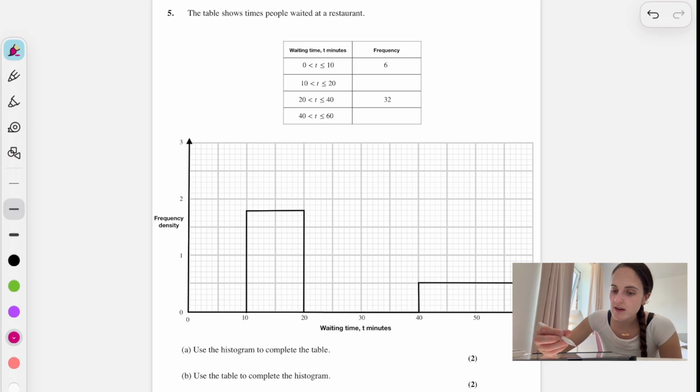This next question here, we have the table shows times people waited at a restaurant. So we have the times and we have the frequencies. We need to use the histogram to complete the table, and vice versa. We then need to use the table to complete the histogram. So we can see from 0 to 10, we have a frequency of 6.